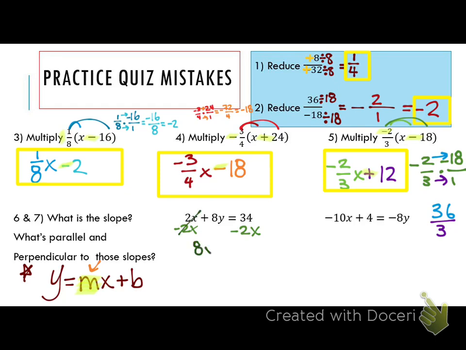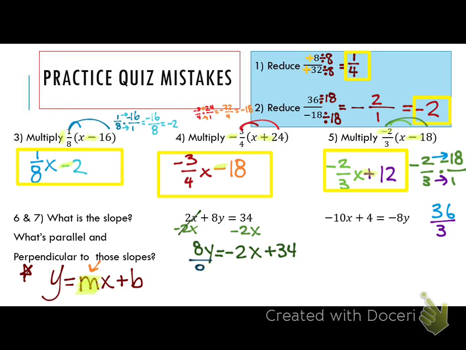So we got 8y on the left. Can I subtract a letter from a number? Cannot. So I just write them next to each other, like this. Negative 2x plus 34. Because remember, I want y equals mx plus b. So how do I get y by itself?